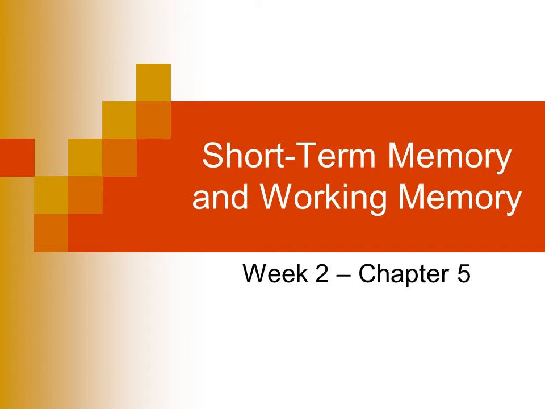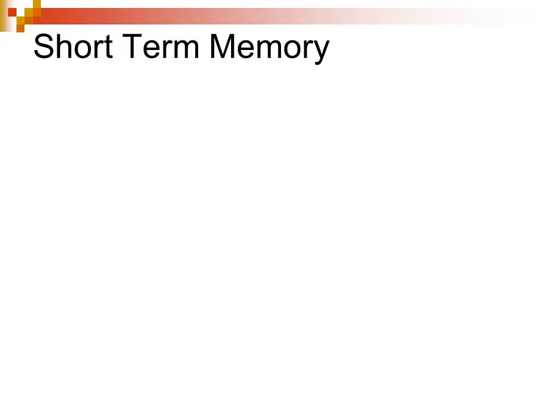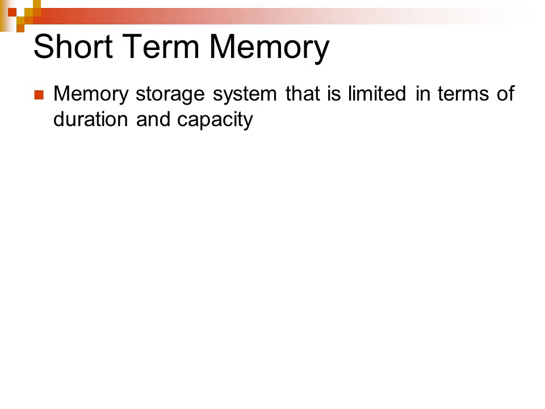Hi everyone, today I'll be covering Chapter 5 on short-term memory and working memory. So short-term memory is defined as a memory storage system that is limited in terms of duration and capacity. And we'll see examples in the PowerPoint of how it's limited in these ways. In the PowerPoint, I'm going to be focusing on four main characteristics of short-term memory.